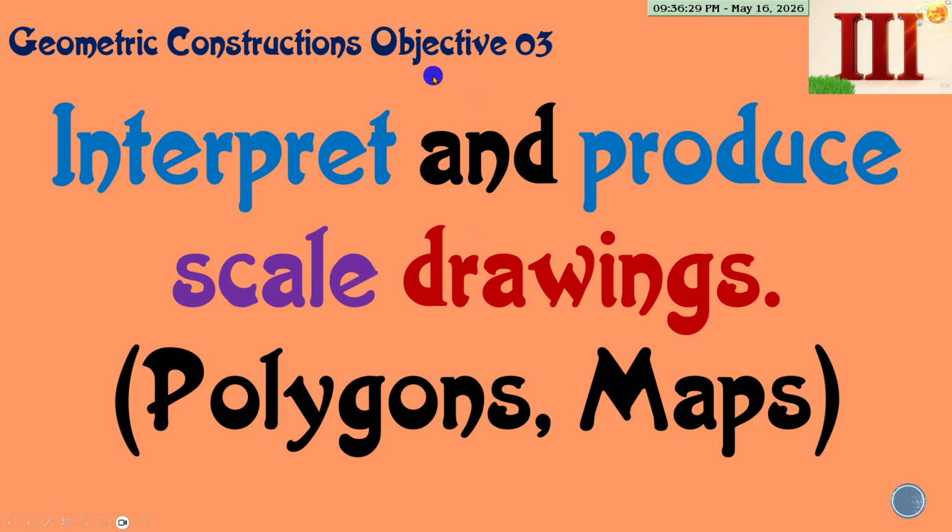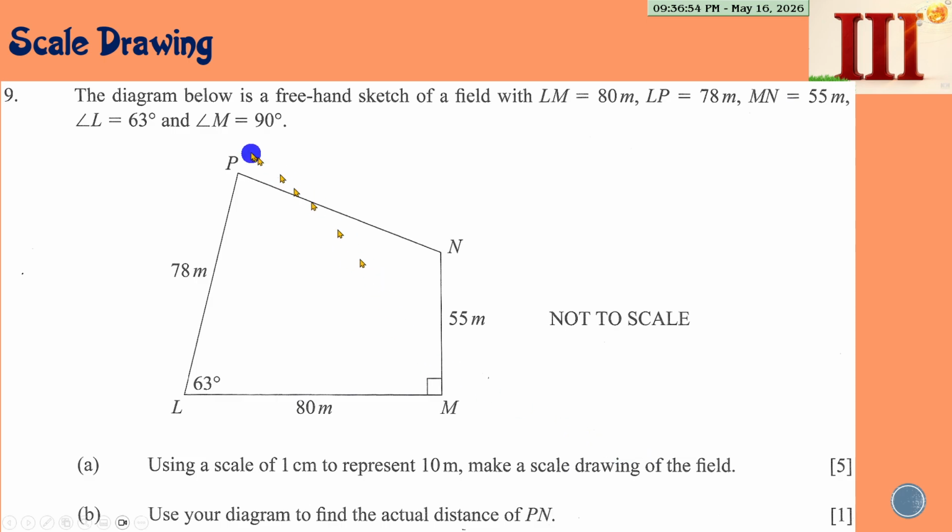We move on to objective number 3. It says to interpret and produce scale drawings, and it mentions polygons and maps. All that we have done allows us to be at this point. If you are presented with a scale drawing, you will find it very simple if you have gone through all of these videos. We are going to use this particular question as a demonstration.